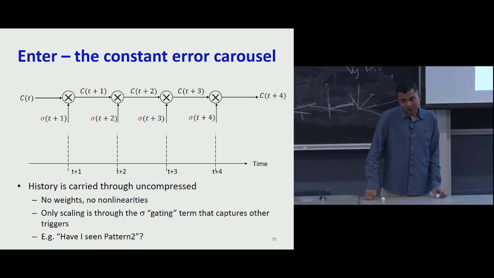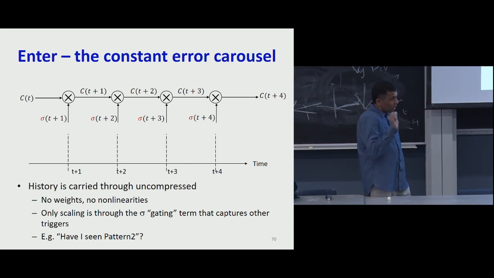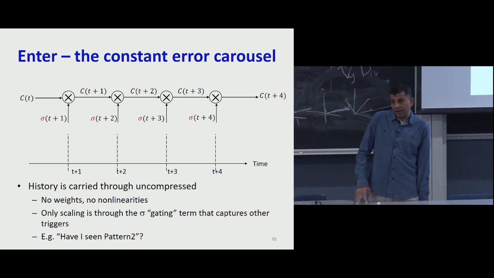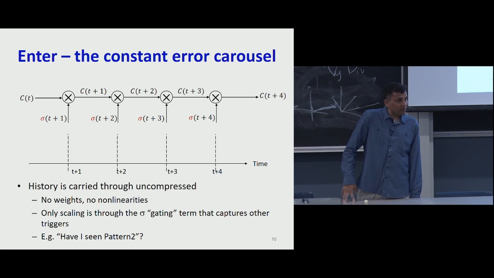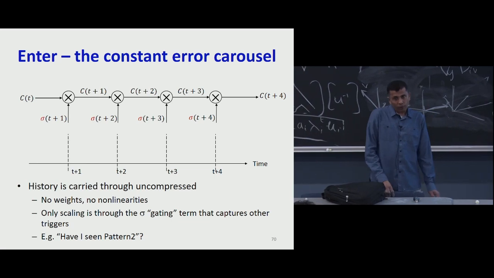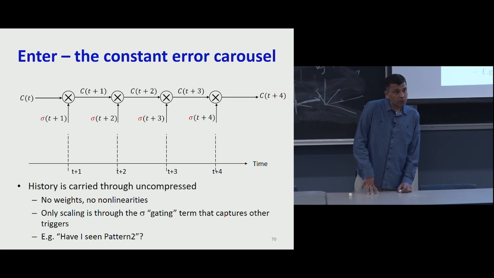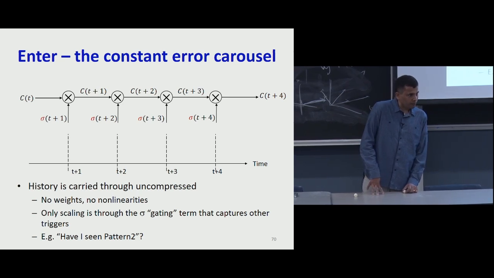The memory C, the history, is now captured by a memory C, which goes through uncompressed. There are no weights, there are no non-linearities, because we know that when you apply a weights matrix, things shrink or expand, not good, right? We know that when I apply a non-linearity, things saturate or horrible things happen, blow up or disappear. So we don't want non-linearities. All we want is for the memory to go straight through. And then I want an extra term, a sigma, which is a gating term which tells you whether the memory should be continued or should be forgotten, right?